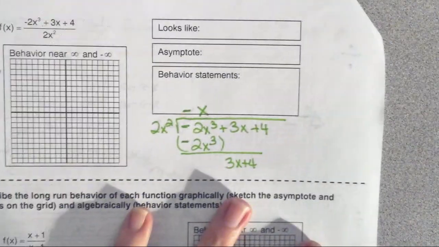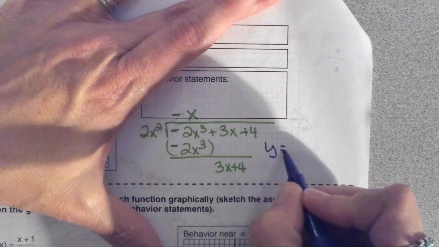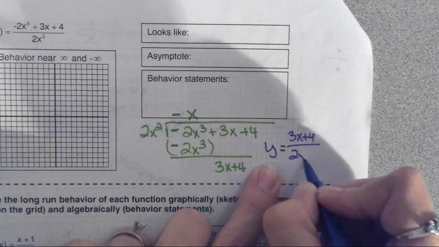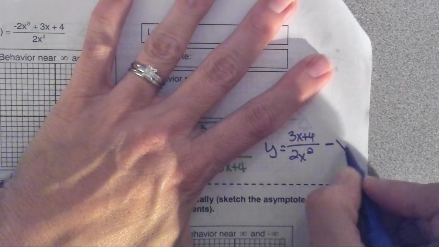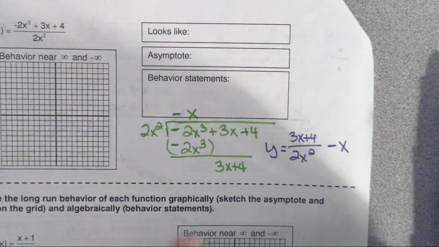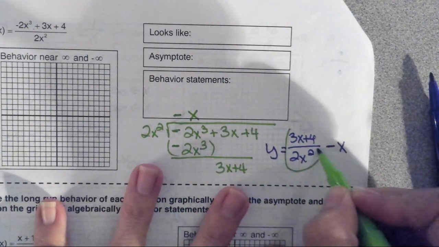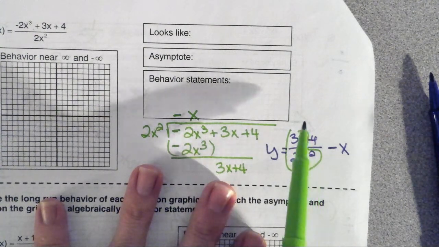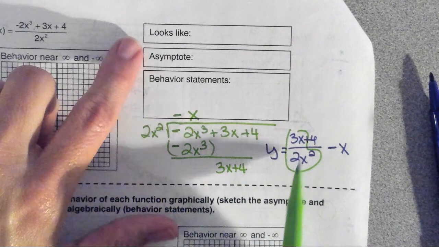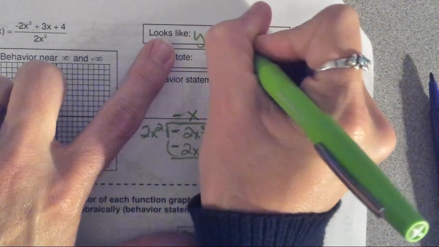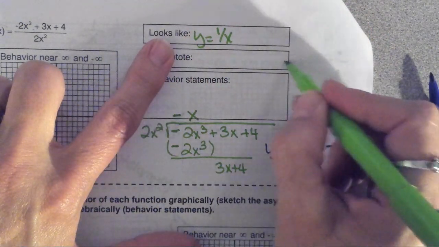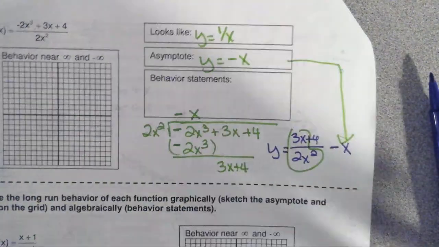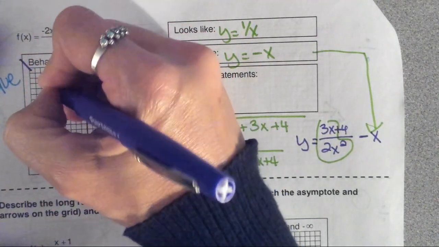So when I come over here to the side and rewrite it, we get y equals 3x plus 4 over 2x squared minus x. We look at our leading coefficients again, and I reduce. So I get 3 over 2x. The x squared cancels because of this x up here. The 3 over 2 doesn't really matter, so it's going to look like a 1 over x. And the horizontal asymptote is going to be here at the line y equals negative x. So I'm going to go graph my line, y equals negative x.